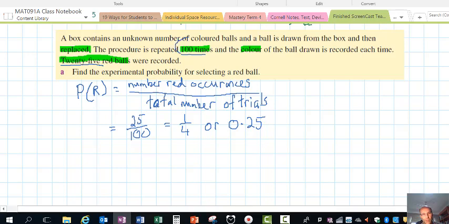Is that a large number of trials? Well, there's no definite answer, but 100 times is not bad. It's pretty good. So you'd be saying the theoretical probability would have to be pretty close to 1/4 or 0.25. Of course, if you did it 1,000,000 times, you'd probably get something even more reliable.